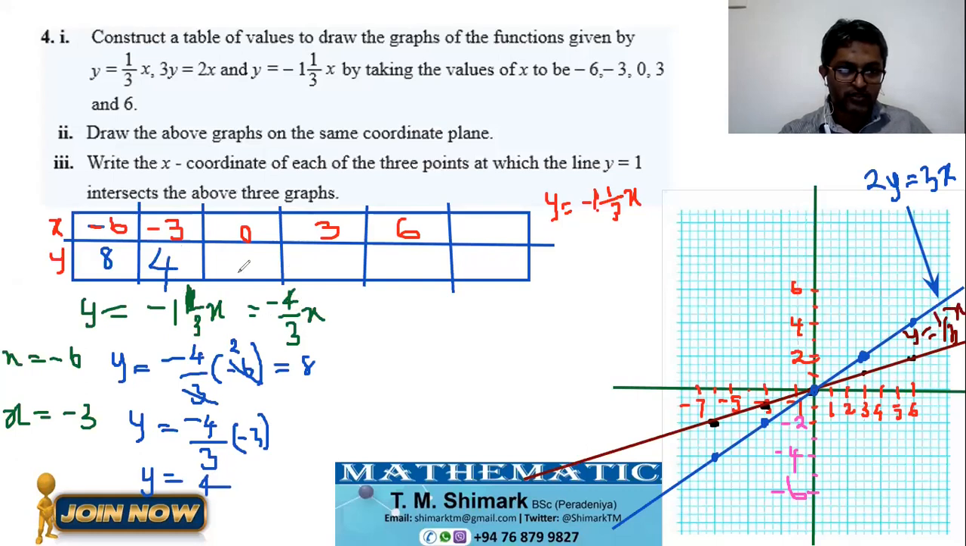So x equals 0 means y is going to be 0. X equals plus 3 means y is going to be minus 4. X equals plus 6 means y is going to be minus 8, right? Try those and put those values and get them. You will be getting like this. When x is minus 6, y is going to be plus 8.